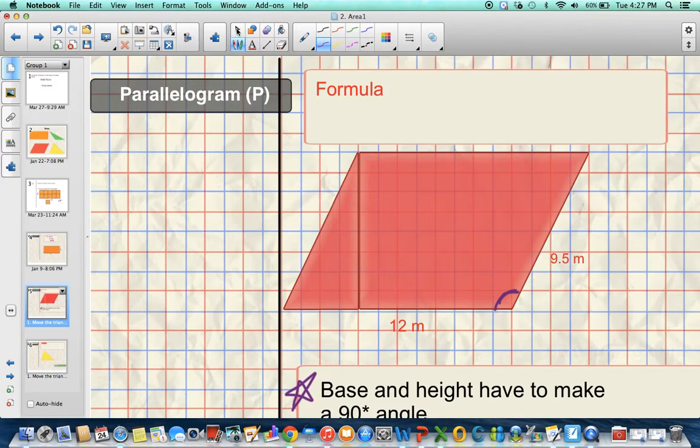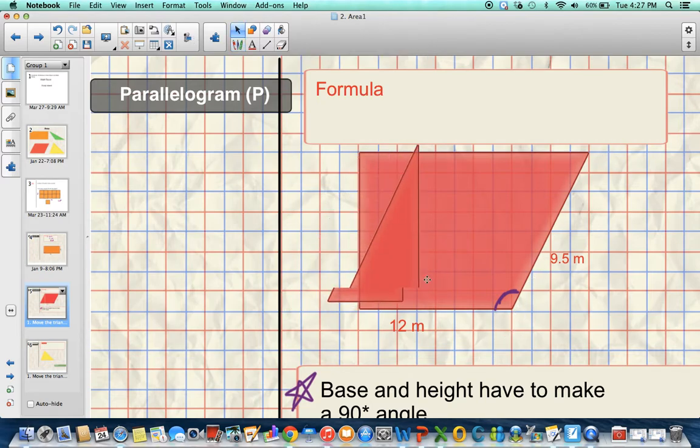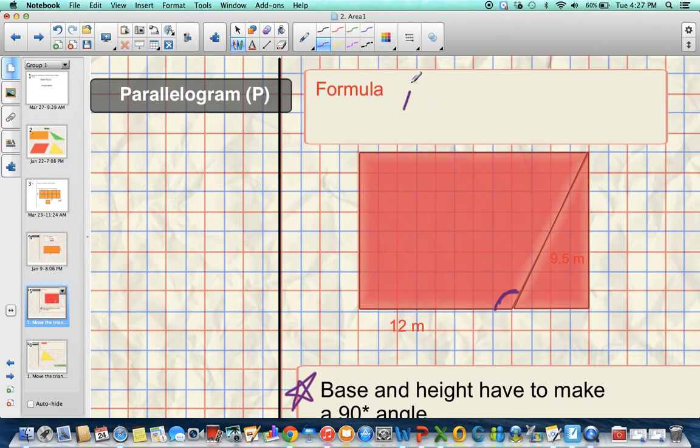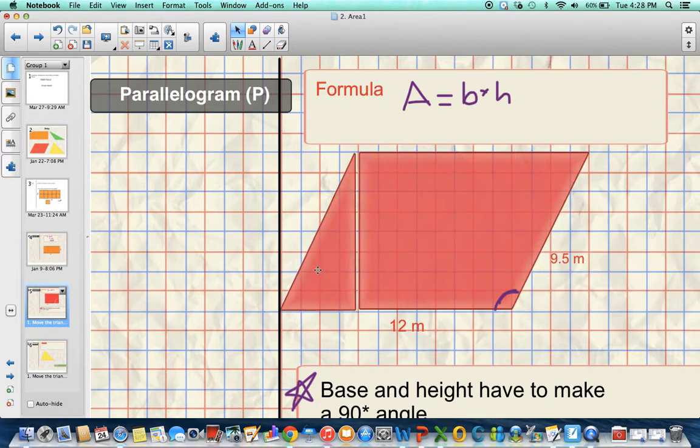But if you look at a parallelogram, what's kind of cool is if I slide this over, I end up with just a rectangle. So I can use the exact same formula. Area equals base times height. But let's move this back and see. Then how do I get a height?